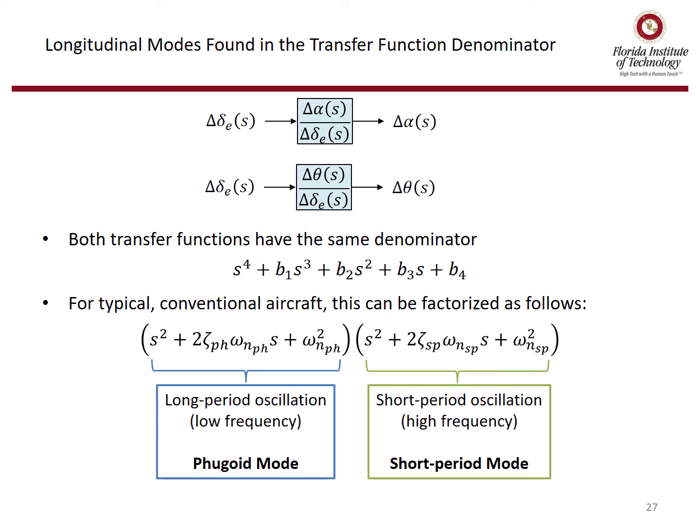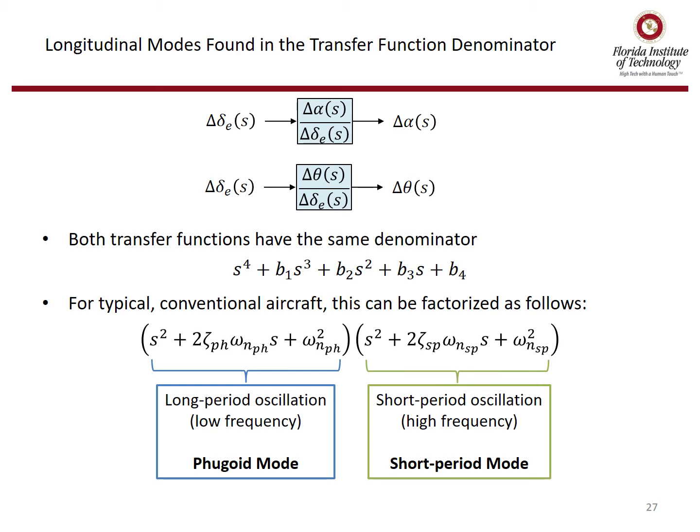When we study dynamic longitudinal stability, two primary modes pop out, and they both come from this fourth order denominator of our transfer functions. Again, it doesn't matter whether the transfer function is delta alpha over delta delta E or delta theta over delta delta E. It's the same denominator, s to the fourth plus b1 s cubed plus b2 s squared plus b3 s plus b4.